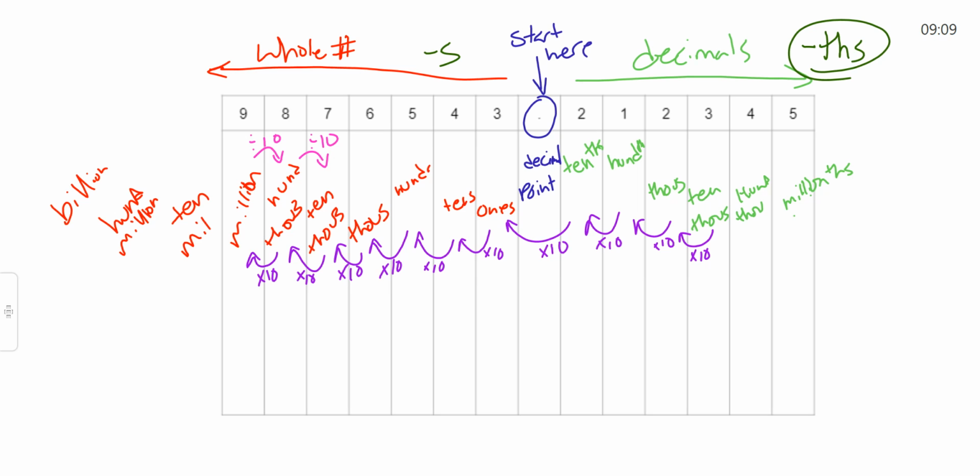This tells me a couple of things. One, that a place value to the left is 10 times larger than the one on its right. And a place value to the right is 10 times smaller than the one on its left.